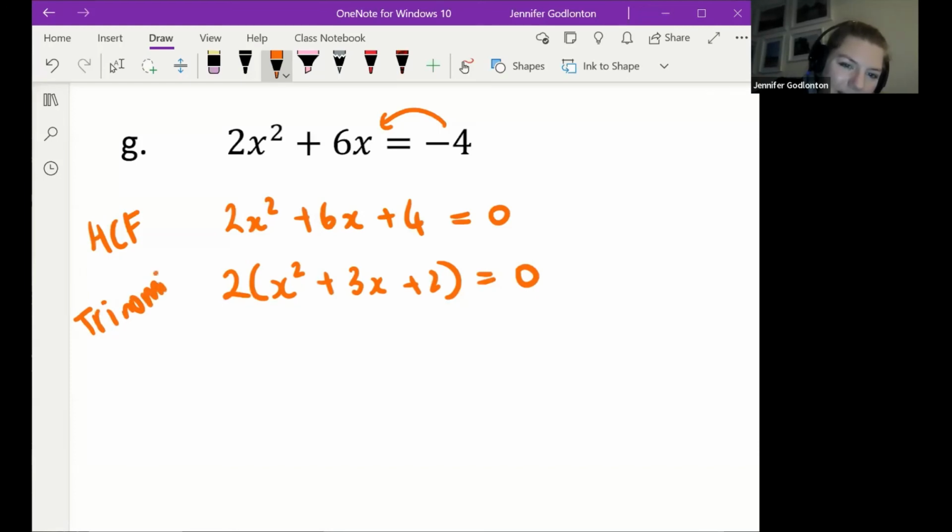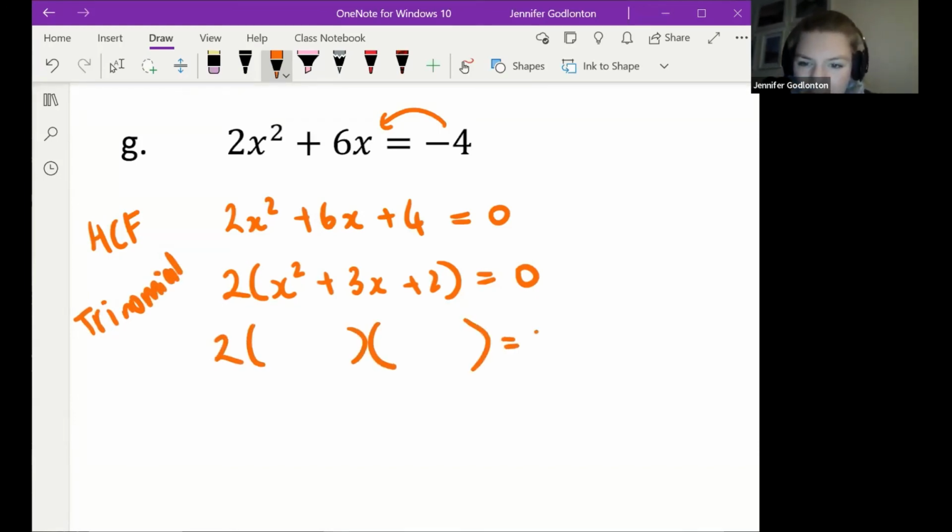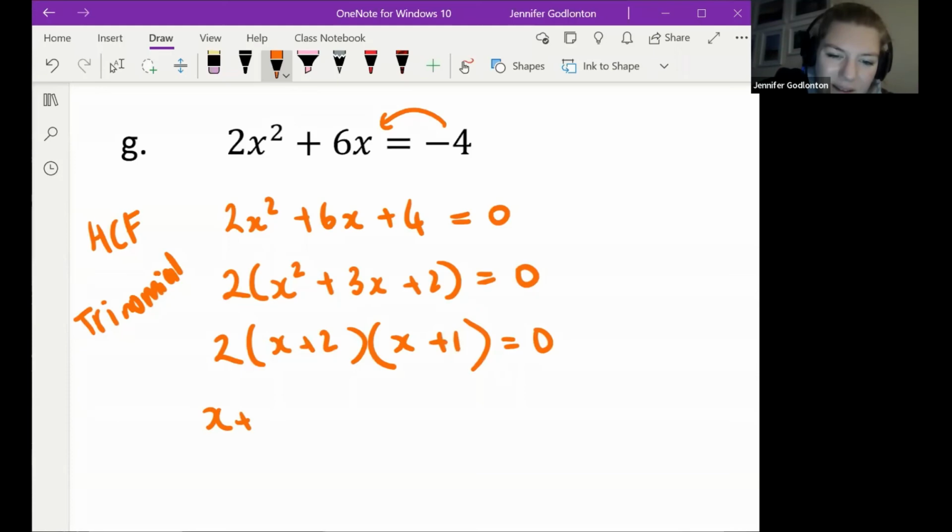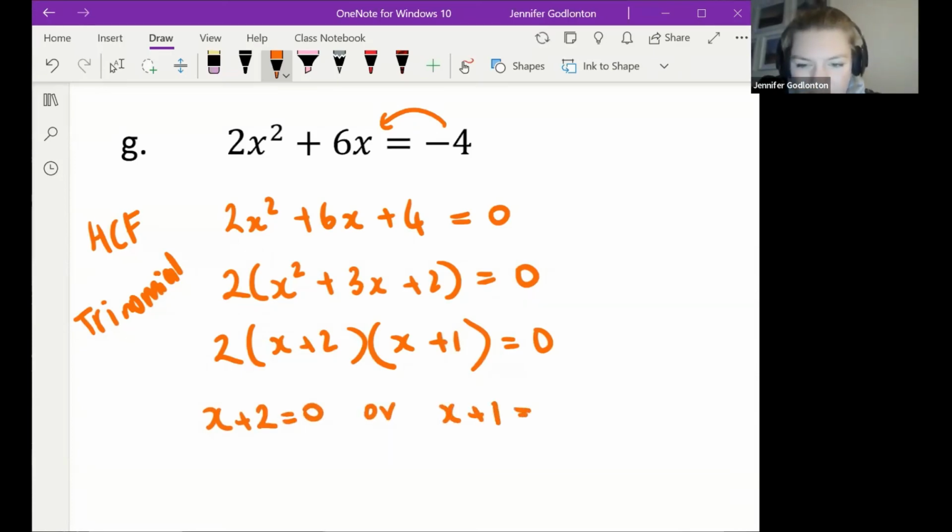Yes. So then it's going to be 2 brackets, x plus 2 and x plus 1. Yes. So what am I going to write after that? So then x plus 2 will be 0, and then x will be equal to minus 2, or x plus 1 will be 0, and x will be equal to minus 1.